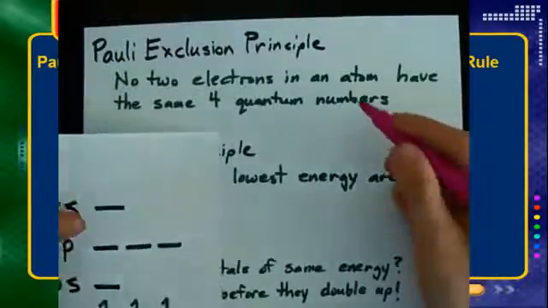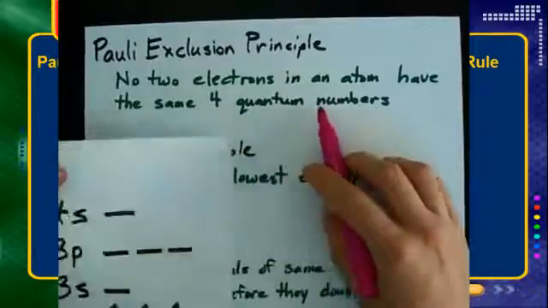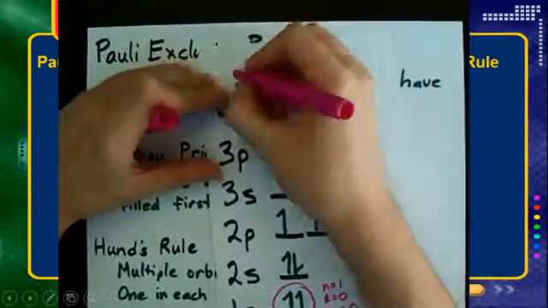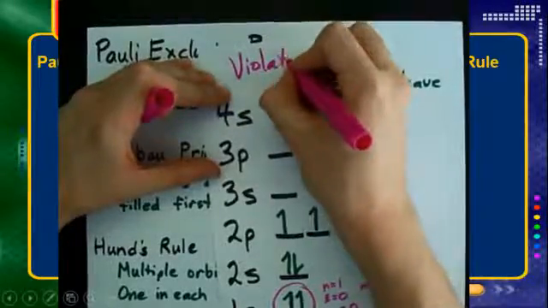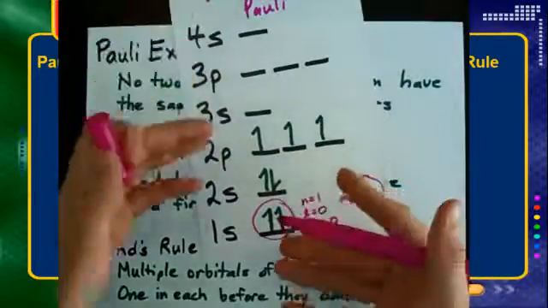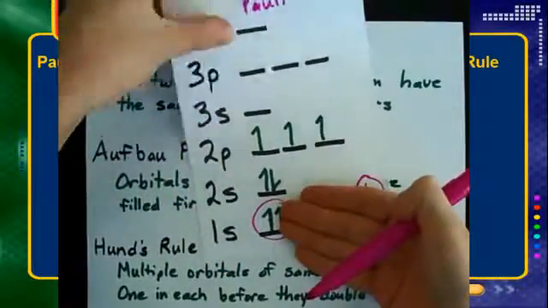Here we violated the fact that no 2 electrons can have the same 4 quantum numbers. They're both spin up in the same orbital. You can't do that. This violates the Pauli Exclusion Principle. It excludes you from doing this kind of thing.